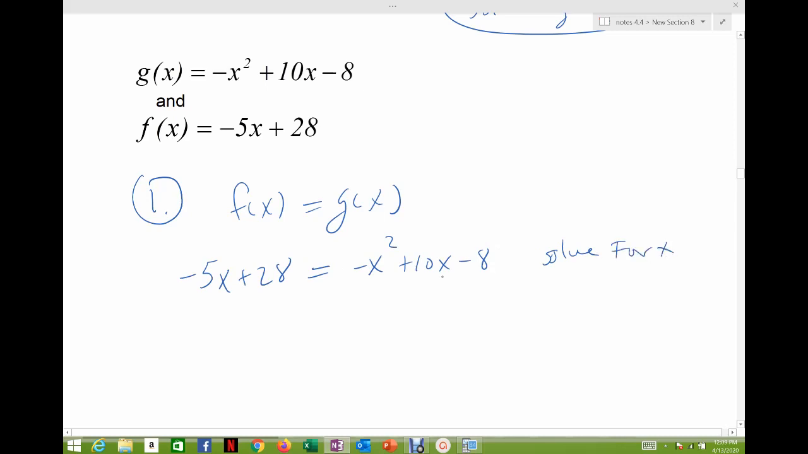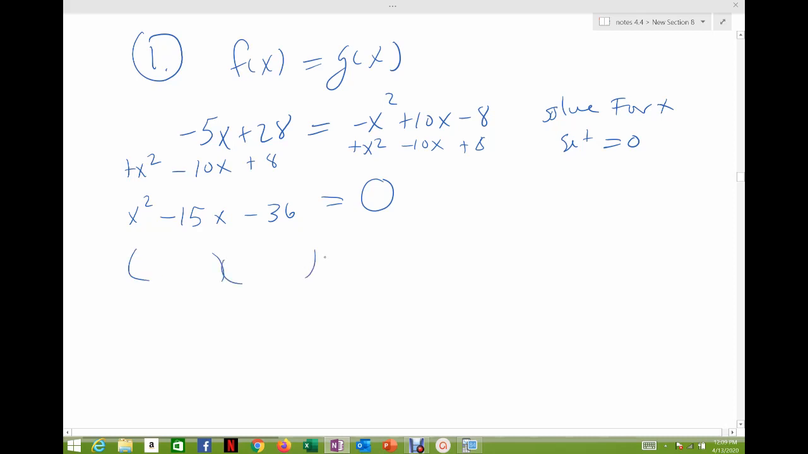First step, it's a quadratic, so I've got to set it equal to 0. I'm actually going to move g of x over because I don't like negatives on my square term, and I'm going to do it all in one step. If you need to take more than one step, take more than one step. I'm going to add my x squared term, subtract my 10x, and add 8. All of this will zero away, and on this side I'm left with x squared minus 15x minus 36.